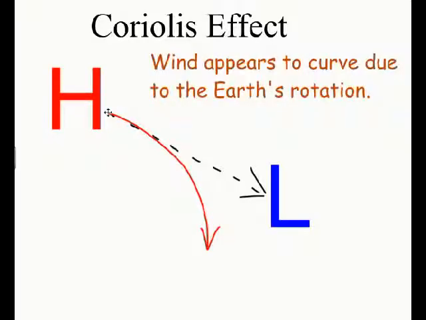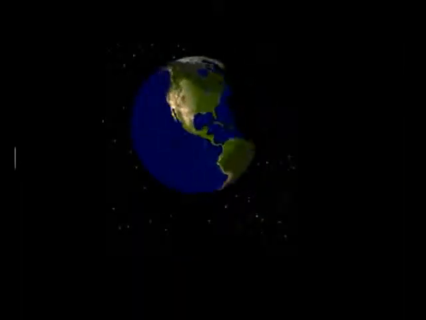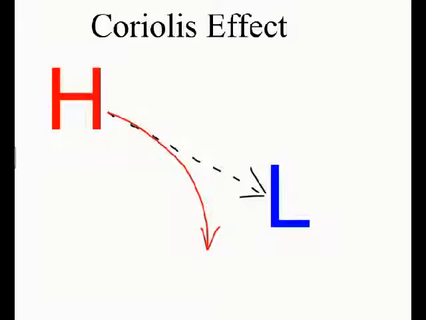Here's a nice definition for your notes. The wind appears to curve due to the Earth's rotation. That's why this curve happens. It's all because the Earth is spinning, all because the Earth rotates. If the Earth wasn't spinning, then the air would move straight from high pressure to low pressure. We wouldn't have this apparent curve that we see.